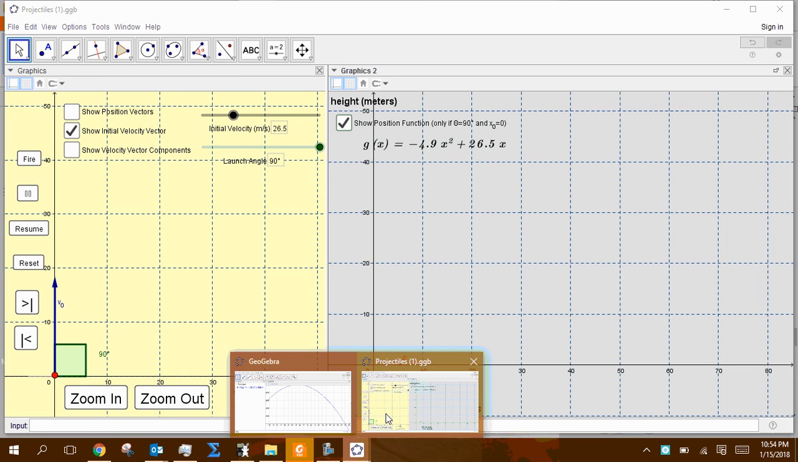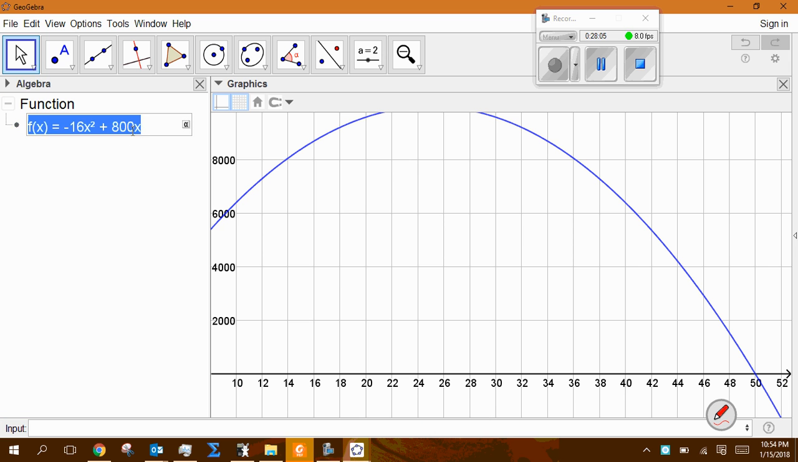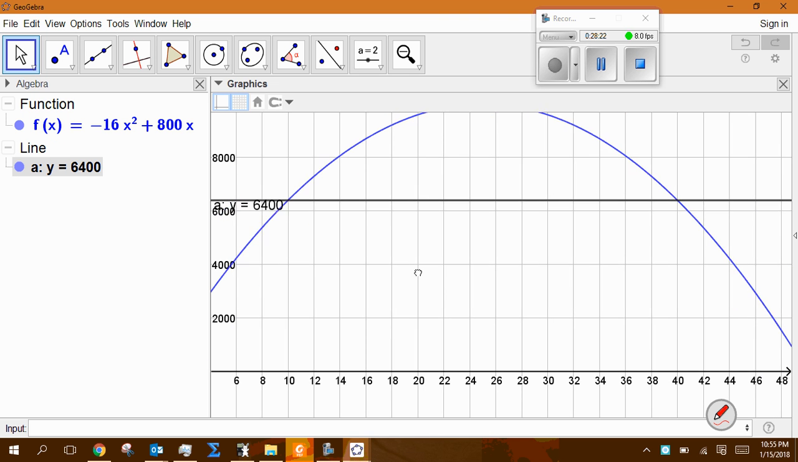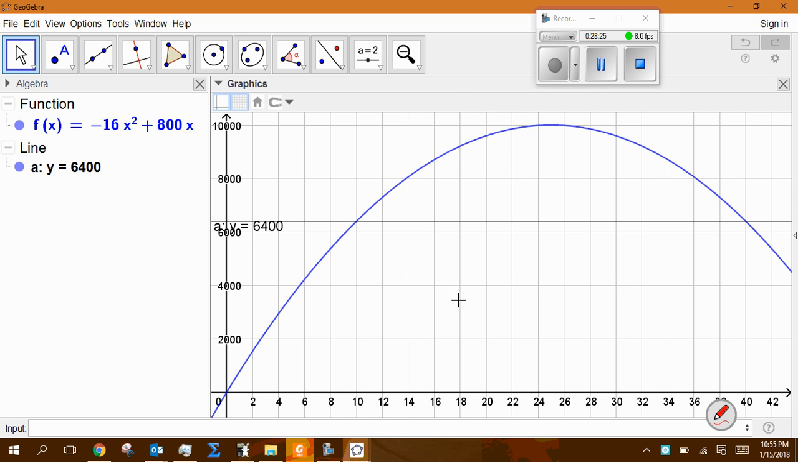So let's see if this makes sense. Let's say that I go negative 16x squared plus 800x. And then the next part was, when does it equal 6,400? So let's put the right-hand side 6,400. And I got to do that differently. y equals 6,400. And we get that curve.